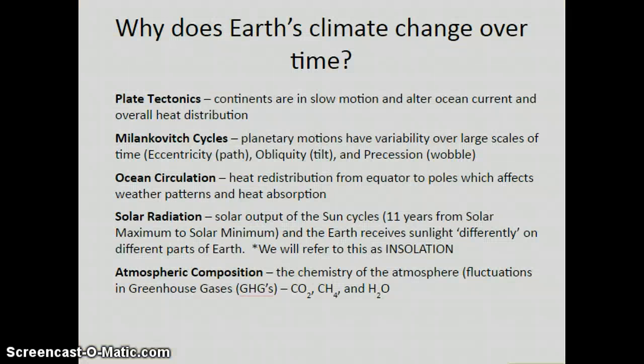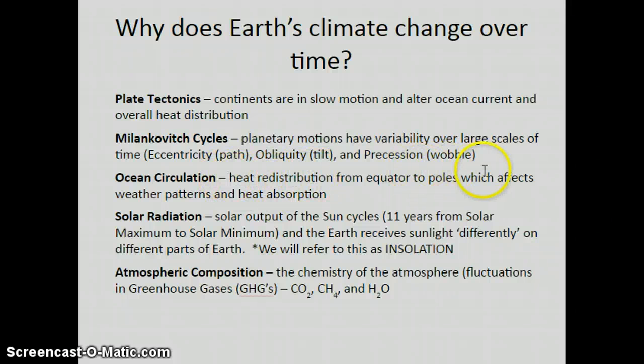Before we completely dive into what climate change is, there are 5 key ingredients driving climate change. You can see them here: plate tectonics, Milankovitch cycles, ocean circulation currents, solar radiation, and atmospheric composition. Plate tectonics is how the continents are moving in slow motion. They alter currents and overall heat distribution on the planet. Milankovitch cycles are simply the motions of the Earth. Planetary motions have variability over large scales of time. You've got eccentricity, obliquity, and precession. We can't ignore that the Earth's location in space relative to the sun is going to be influenced by these planetary motions.